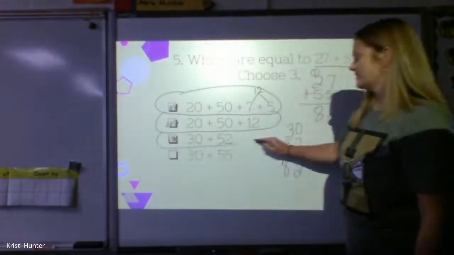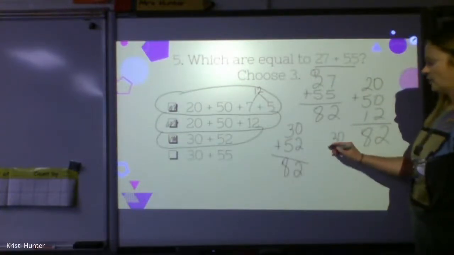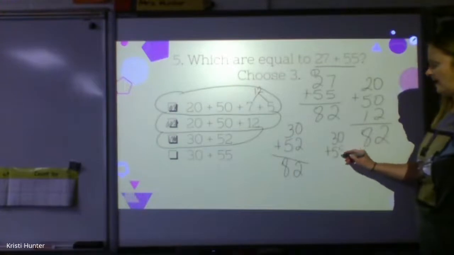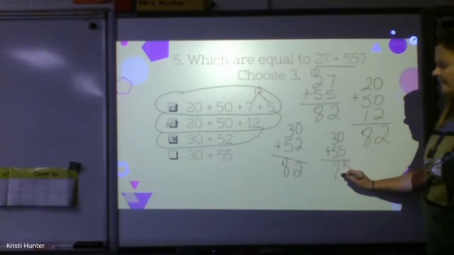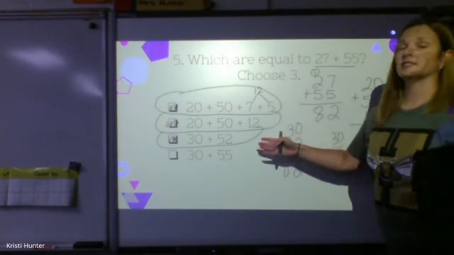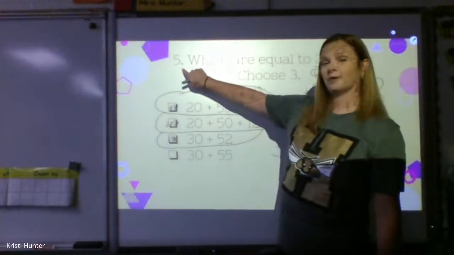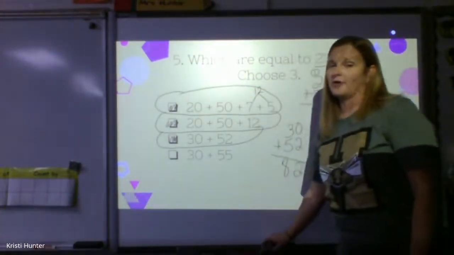Well, it says there are only 3 right answers. Let's just check and make sure. 30 plus 55. Well, 0 plus 5 is 5. 3 plus 5 is 8. So that one doesn't work. So these are the 3 equations that you have written down for number 5. Check your answer. Make sure they're correct before we move on to number 6.